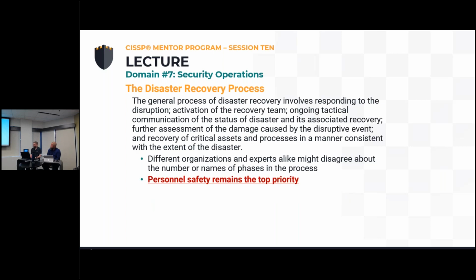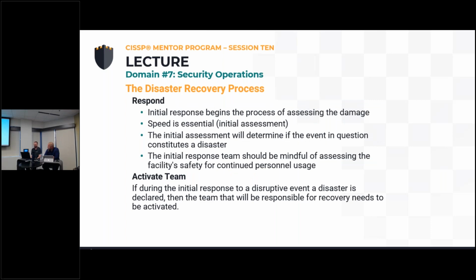So going back real quick. The first bullet point, there's disagreements around exactly the names or the numbers, but again, this is out of the book and for the exam. So what you see here may not be matching up with what you've seen in the actual world, but it's what you need to know for the exam.